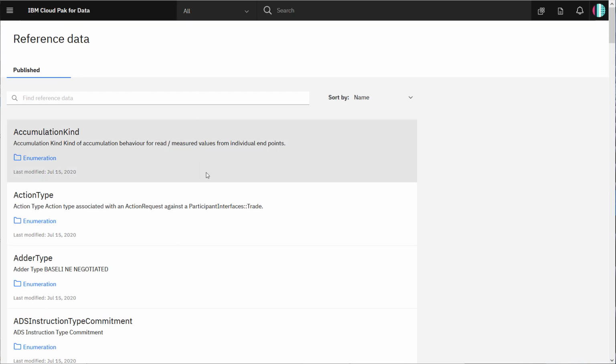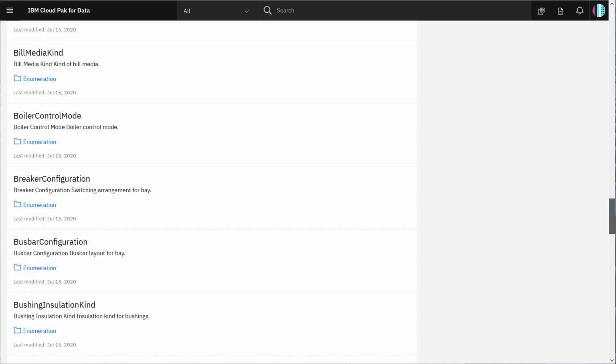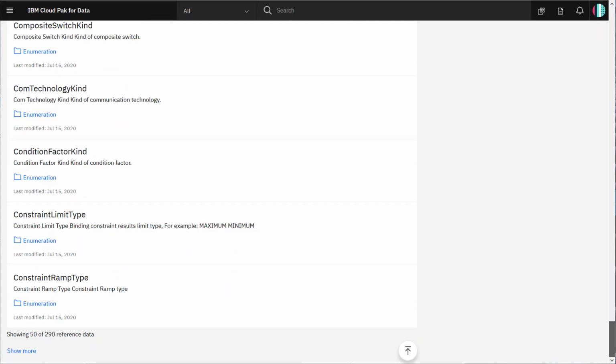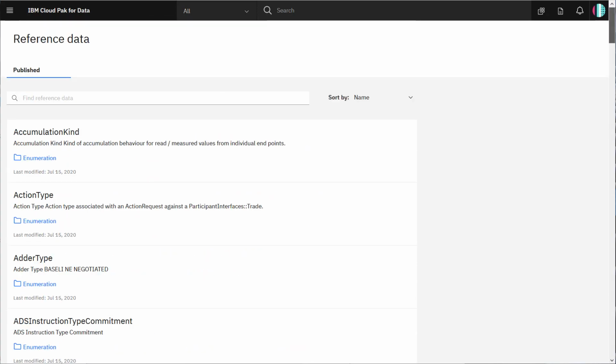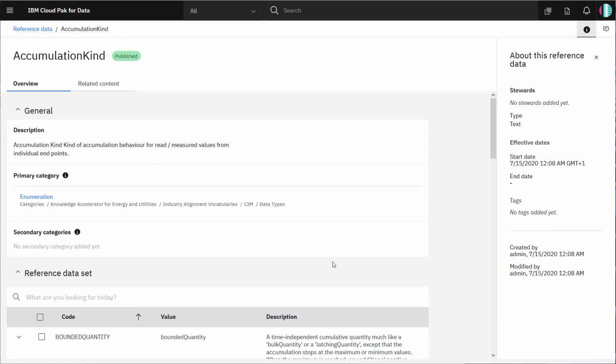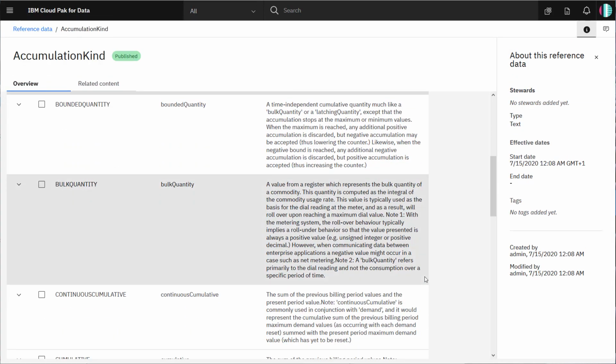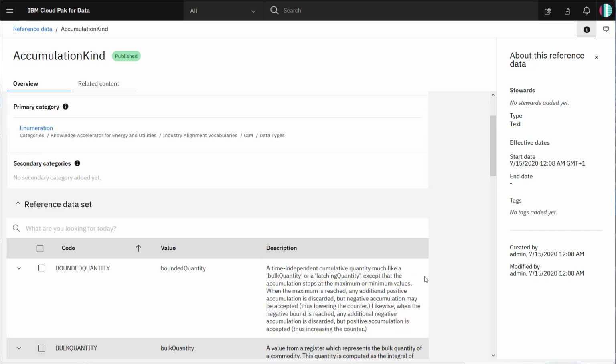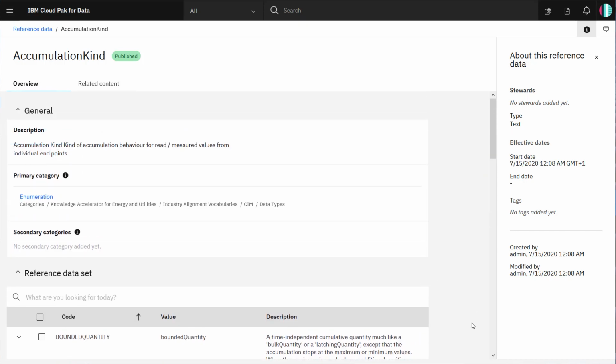The Knowledge Accelerator contains approximately 300 E&U industry-specific reference data sets that are mapped to business terms and contain thousands of values. This reference data can be extended or customized with values from your own data sources. These sets and values can then be used as input to data classes to help with profiling data sources and governing data.